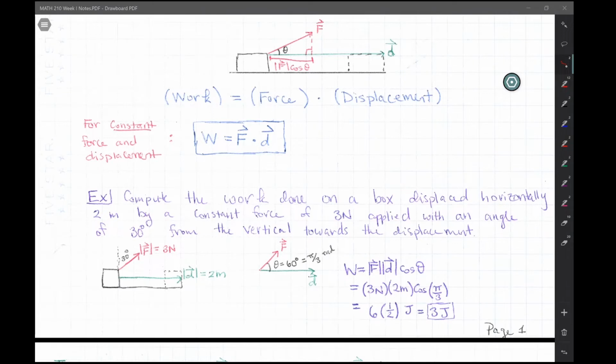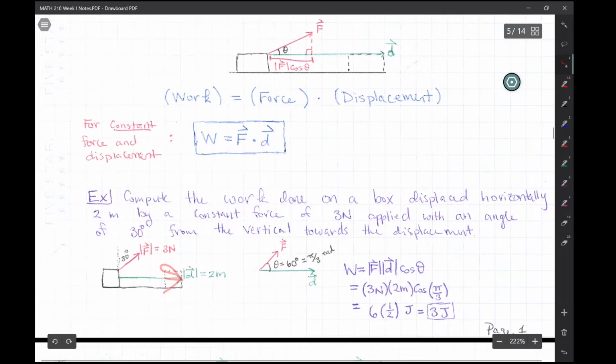So let's start using the dot product. Compute the work done on a box displaced horizontally 2 meters. So a box moves 2 meters horizontally, let's just say to the right, by a constant force of 3 newtons applied with an angle of 30 degrees from the vertical towards the displacement. So that last part's just telling you that you have 30 degrees from the vertical. So let's then find the amount of work. Well, the amount of work is the dot product between the force and the displacement.